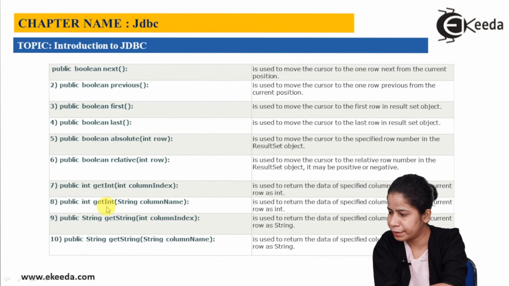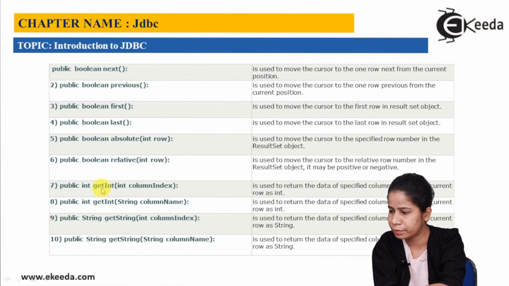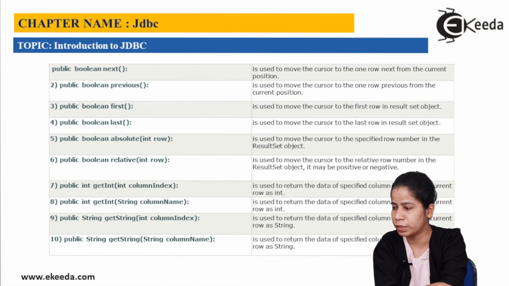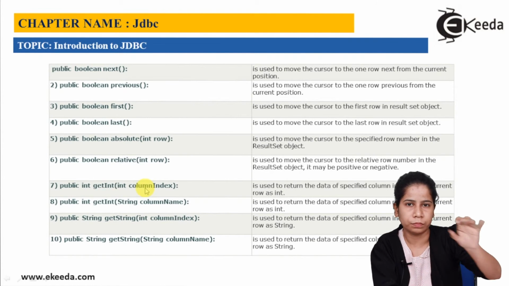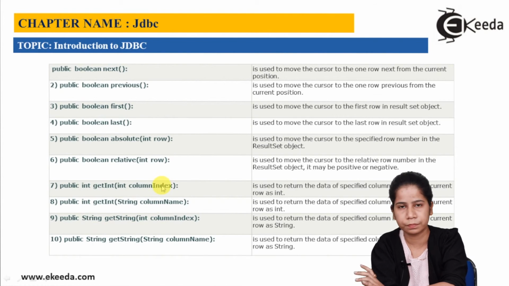Then getInt, getString. Now these methods allow me to fetch data from the result set as per the data type. First is getInt. It is used to return the data at the specified column index from the current row as an integer. Basically, if I have an employee ID, which is always an integer, then you can fetch it by using getInt. Here the input is the column index. In the table, if the column employee ID is first, then you have to provide 1 as the column index.